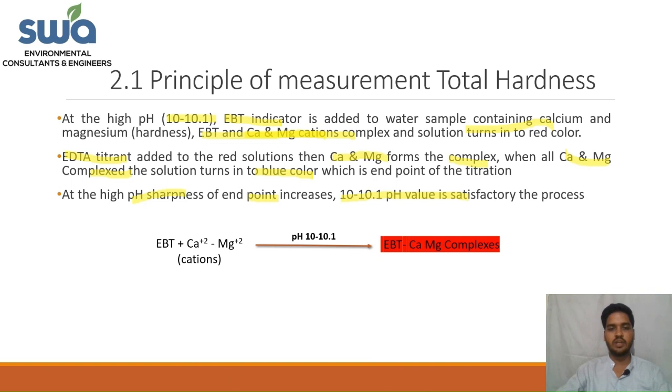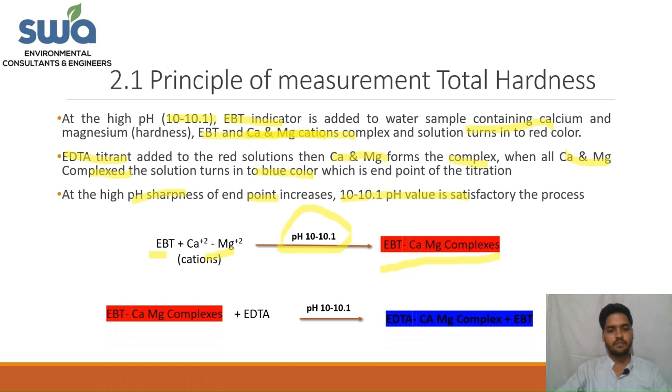So here are the calcium and magnesium cations which combine with EBT at the pH of 10 to 10.1 and form the red colored complex solution. Then this red colored solution is titrated with EDTA at the same pH 10 to 10.1 and the end point appears as blue color. So this is the basic principle. We will understand more in the process.